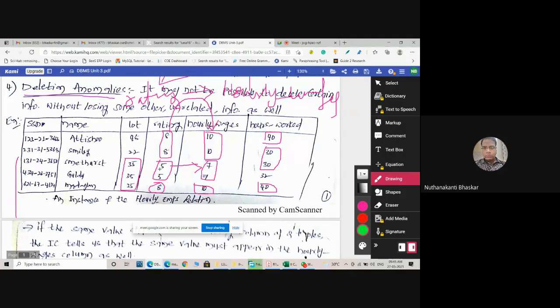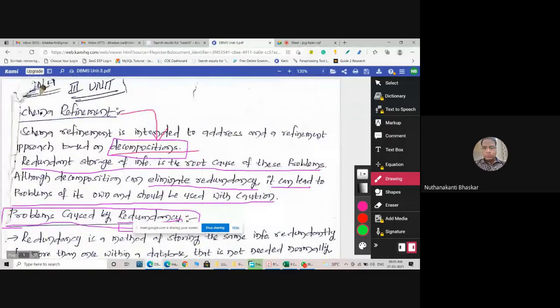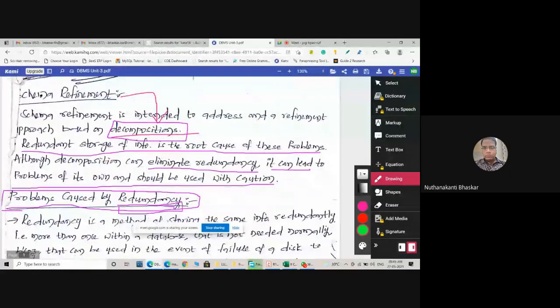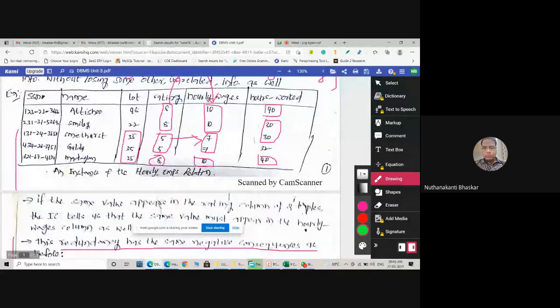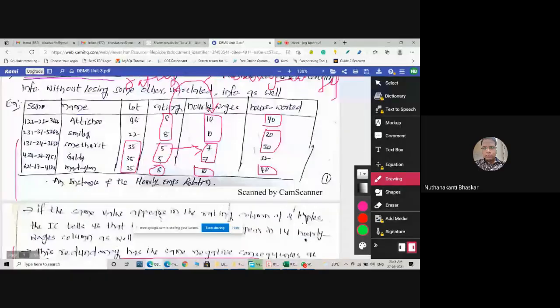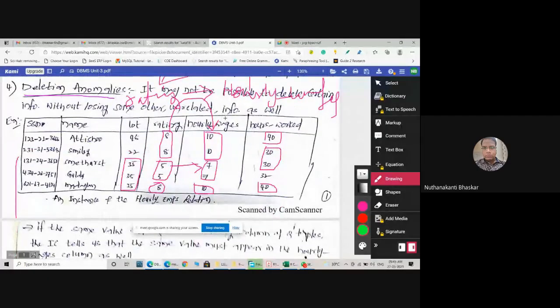So we need to refine the schema. When you want to refine the schema, we need to decompose the relation, because redundant data is there. When you want to decompose the relation, specifically I told you that we need to identify the functional dependency. The functional dependency, already I told you, is when one attribute depends on another attribute.